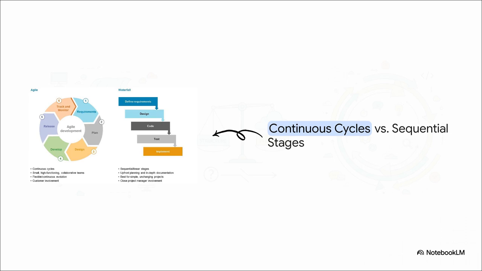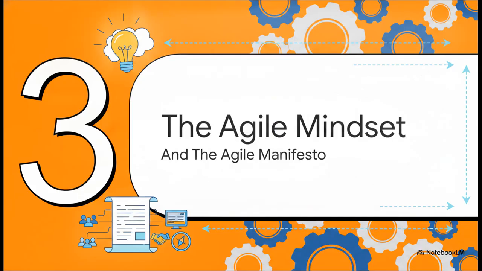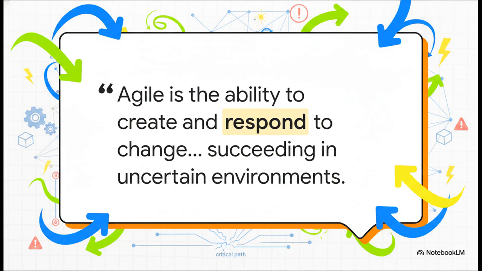In stark contrast, Agile is a continuous cycle. Requirements, planning, design, development, release, and tracking. It relies on small, high-functioning teams, flexible evolution, and really deep customer involvement. Moving right along to Section 3, the Agile mindset and manifesto. To really lock down those exam answers, you have to understand exactly why Agile was created in the first place.